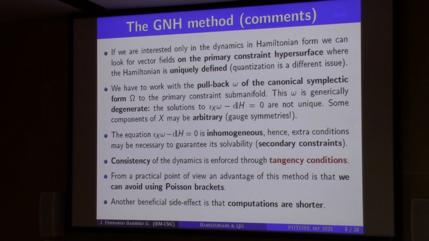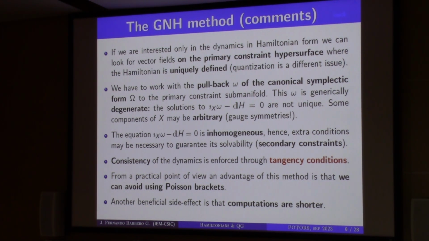Now, in order to understand how constraints appear in this setting, you have to realize that this pullback is generically degenerate. So it may happen that the solutions to this are not unique. If that is the case, then you have a gauge theory, and the arbitrariness in the solutions to the Hamiltonian vector fields is actually gauge freedom. Okay? Also, it may happen that because this is inhomogeneous, in order to solve it you need some extra conditions on the image of the map that you have here. So that is the origin of the secondary constraints in this setting.